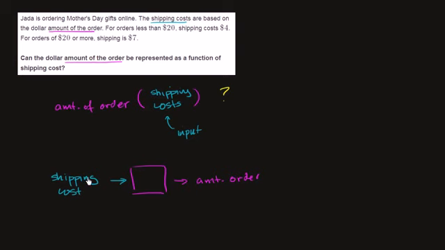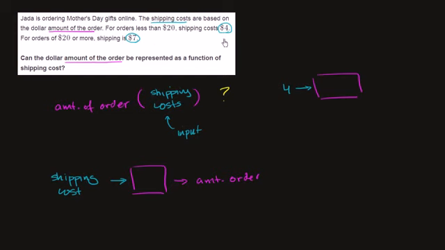So let's think about it. What are the possible inputs here? Well, there's only two possible shipping costs. Shipping costs are either going to be $4 or they're going to be $7. So let's think about what happens when we input $4 into our little potential function box as a shipping cost. What is the output? What is going to be the amount of the order?